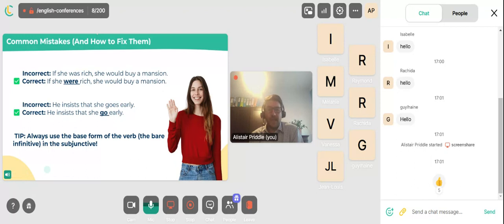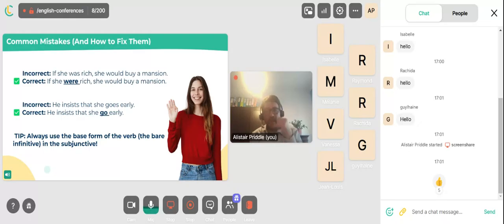So, common mistakes and how to fix them. We'll start with some mistakes. The first one, incorrect: if she was rich, she would buy a mansion. The correct version is: if she were rich, she would buy a mansion.